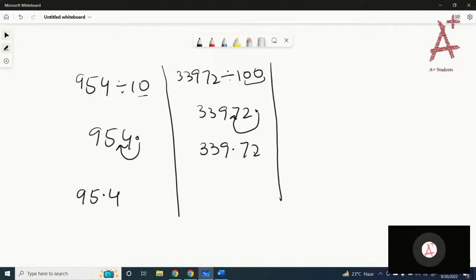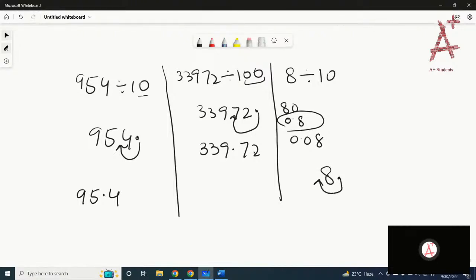Okay, the next example is 8 divided by 10. Do you know the answer? The options given are 80, 0.008. So which option is the correct one? Yes, the second option, because you have only 1 zero. That means you have to move the decimal point just one place left. So when you move from here to here, it would be then 0.8. Got it?